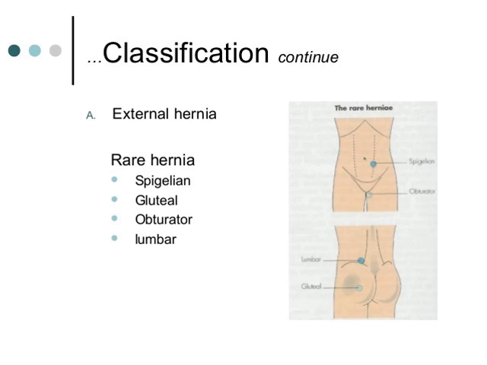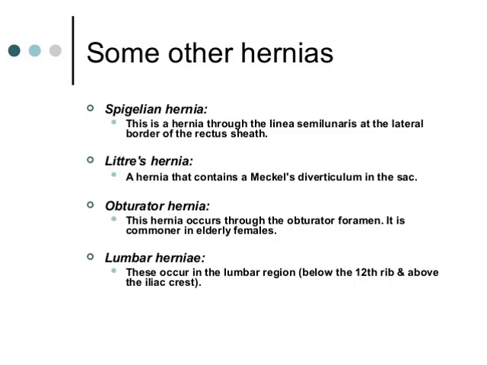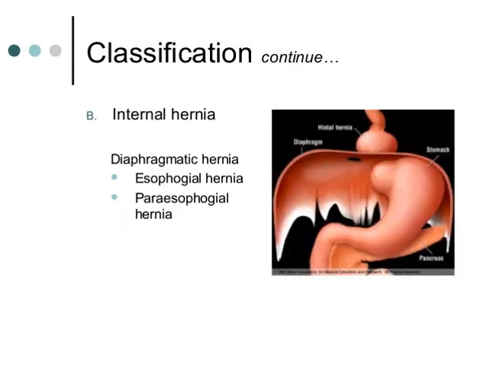Other rare types of hernia include the Spigelian hernia, gluteal hernia, obturator and lumbar hernia. Spigelian hernia is a hernia through the linea semilunaris at the lateral border of the rectus sheath. Obturator hernia is a hernia through the obturator foramen. It is more common in elderly females. Lumbar hernia occurs in the lumbar region below the 12th rib and above the iliac crest.